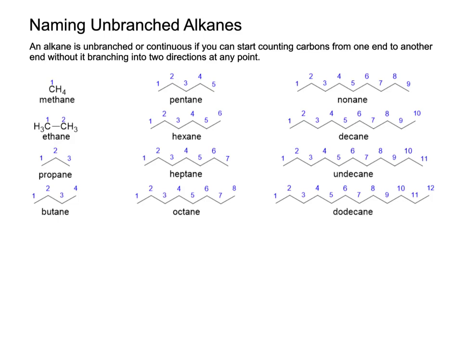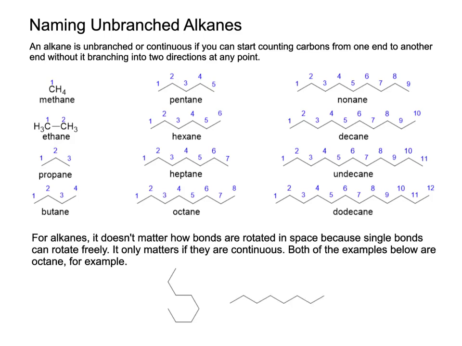You can see that all we need to do is use the prefix meth, eth, prop, or but for 1 through 4, and then pent through dodec for 5 through 12 to name these alkanes. For alkanes, it doesn't matter how bonds are rotated in space because single bonds can rotate freely. It only matters if they're continuous. So both of the examples at the bottom of this page, for example, are octane.